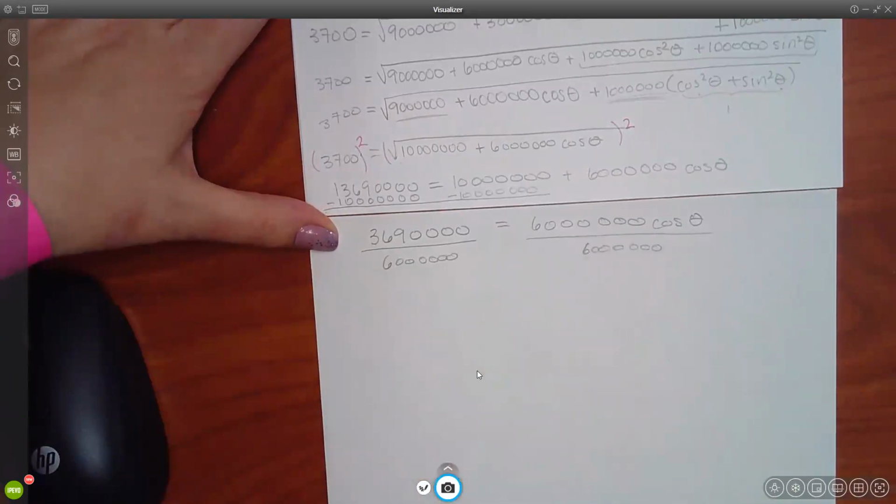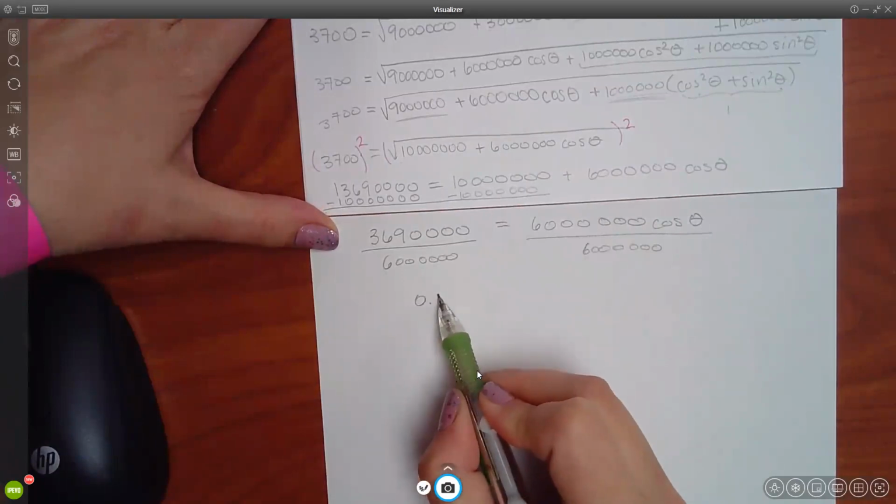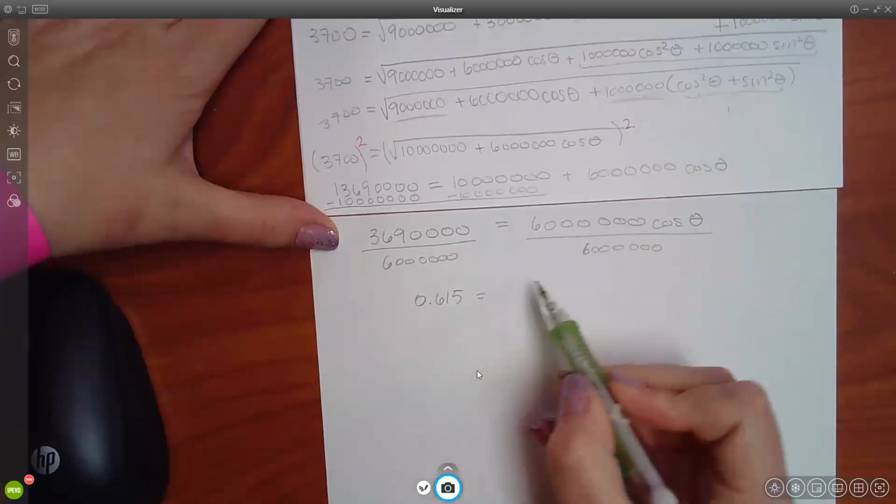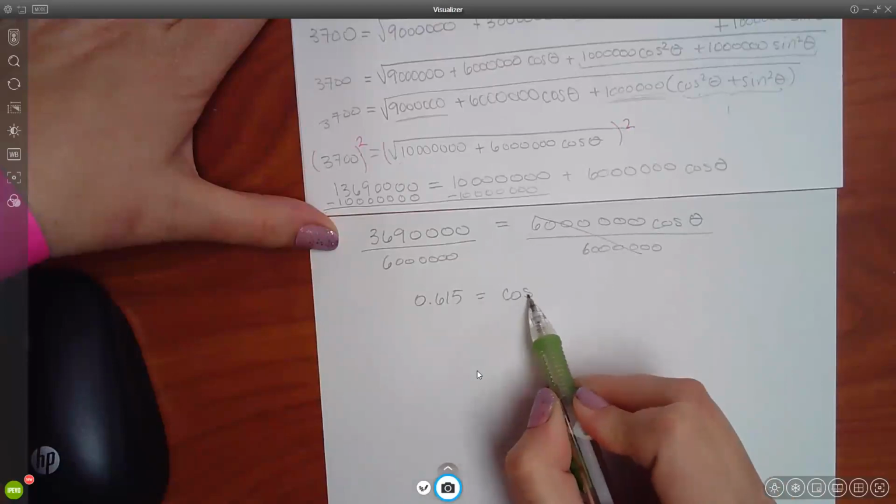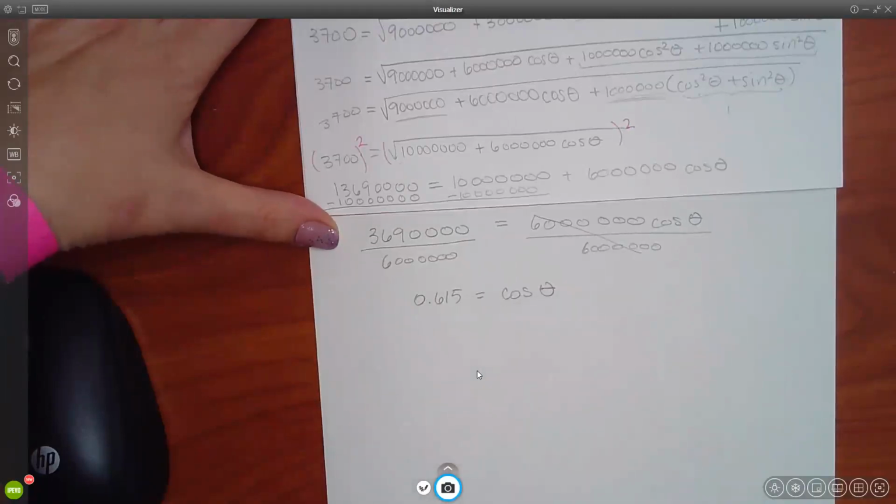So I get that big number minus 10, 1, 2, 3, 1, 2, 3. So I take that, divide it by 6, 1, 2, 3, 1, 2, 3. I get this decimal in my calculator. And those just wipe out. But then how do I solve for theta?